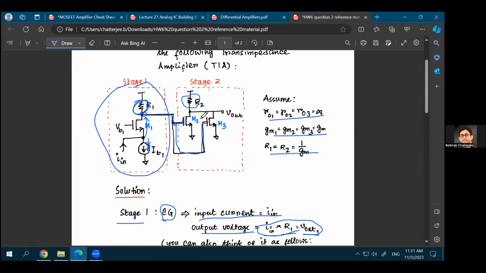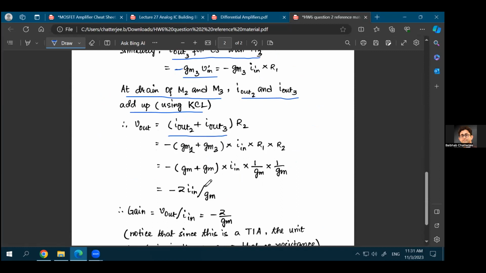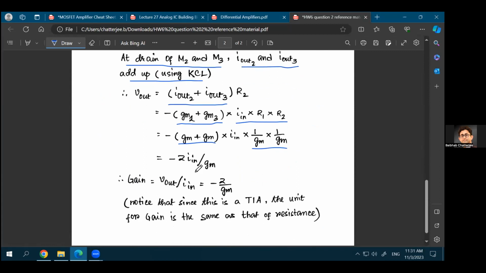And again, why can you do that? Because RO is infinite, so you don't even need to consider RO. Multiplying that resistance with the added up current, you get this final value, which is GM2 times GM3, multiplied with IN times R1 times R2. Now you can say that GM2 equals GM3 equals GM, and R1 equals R2 equals 1 over GM. So just calculate that, you get this equation, and the gain, Vout over IN, will be just minus 2 over GM in this case.